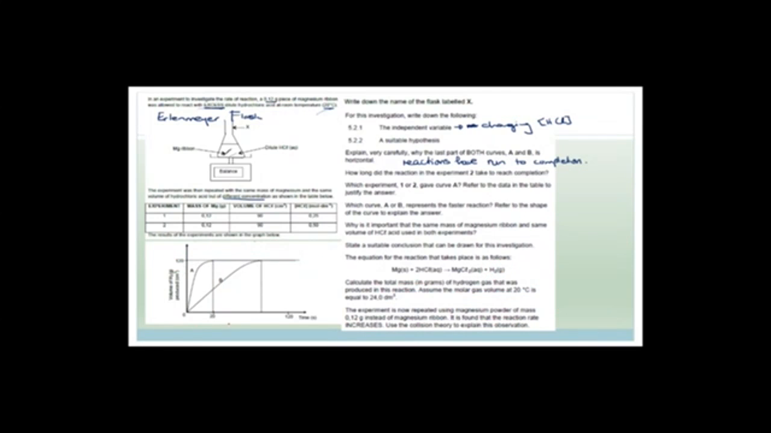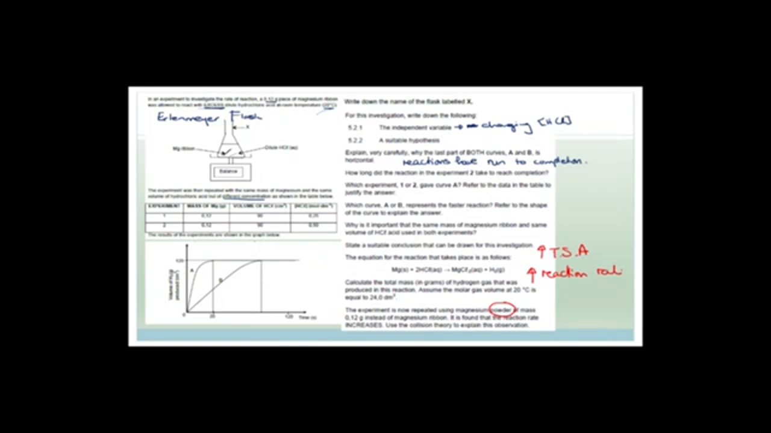Okay, now it says the experiment is now repeated using magnesium powder of mass 0.12 grams. And then we check and go, oh, look, it's the same number of grams, okay? Instead of magnesium ribbon, it is found that the reaction rate increases. Use the collision theory to explain this observation. Okay, grade 12s. To use the collision theory, what we need to say is this, that using the powder increases the total surface area, which will then increase the reaction rate.